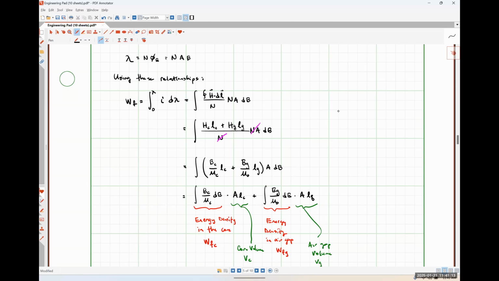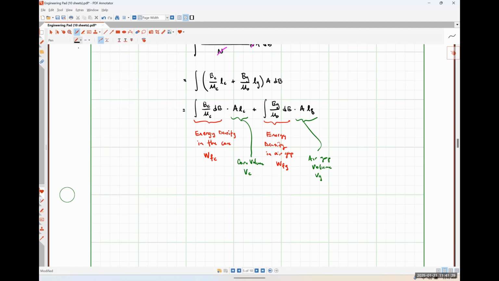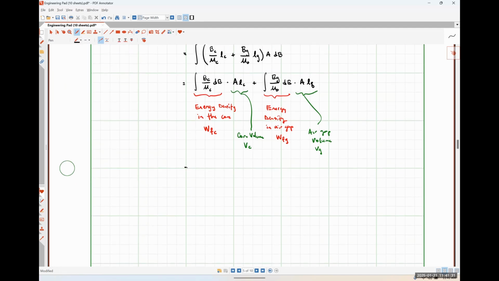So generally speaking, what's the integral of x with respect to x? 1/2 x squared. So we literally have the same thing here. We're integrating B with respect to B. So all of this ugly math winds up just coming out to be BC squared divided by twice the permeability of the core multiplied by the volume of the core plus BG squared over twice mu naught times the volume of the air gap.